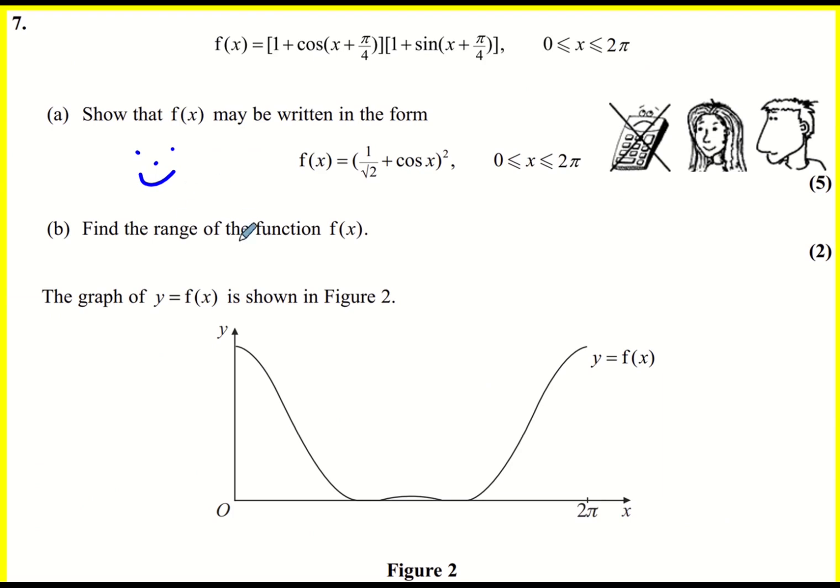In B, we're asked to find the range of the function f of x, and of course it makes sense to look at this simpler form here. So it's a squared function, it can never be negative. We need to think about when it can be 0, or can it equal 0? And cos x can equal minus 1 over root 2.